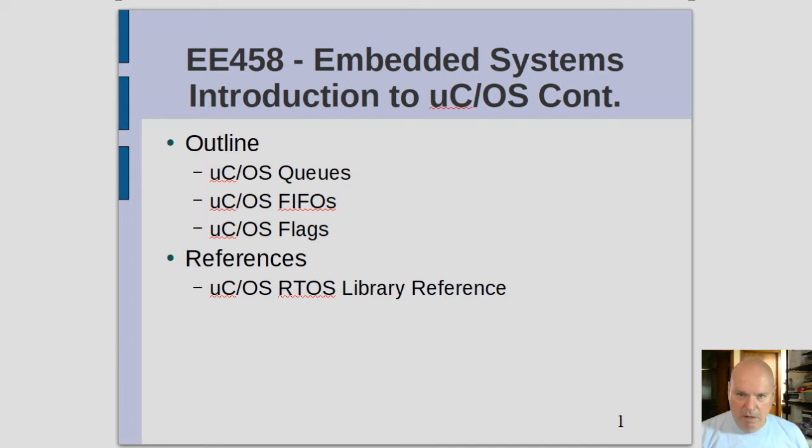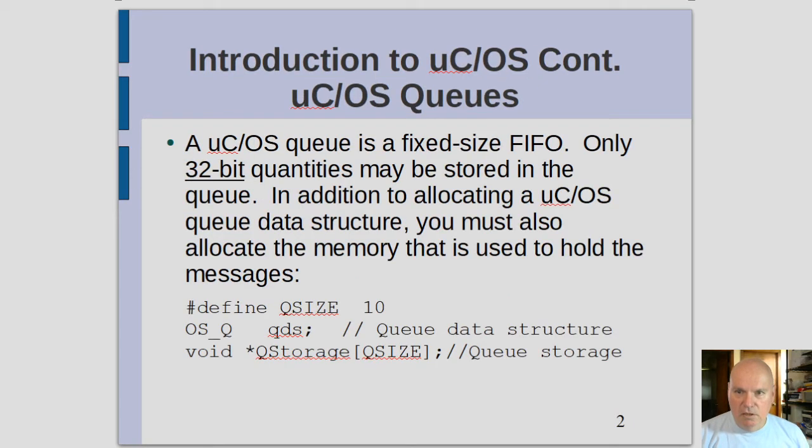But I want to talk about today queues, FIFOs, and flags. So a microCOS queue is a fixed sized FIFO. You can only pass 32-bit quantities in the queue, but of course the 32-bit quantity could be a pointer to a larger data structure.